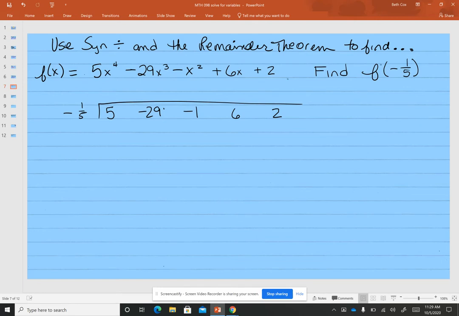This one right here says use synthetic division and the remainder theorem to find f of negative 1/5. Now, if you don't like fractions and you don't like synthetic division, you want to plug negative 1/5 into x and find f of negative 1/5, you can. But I can tell you right now that the synthetic division is going to be easier to find this. I promise. You won't have to deal with too many fractions. How is that possible? Well, let me show you.